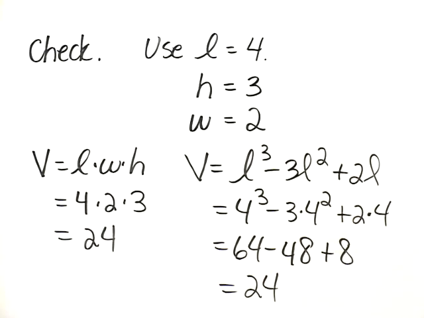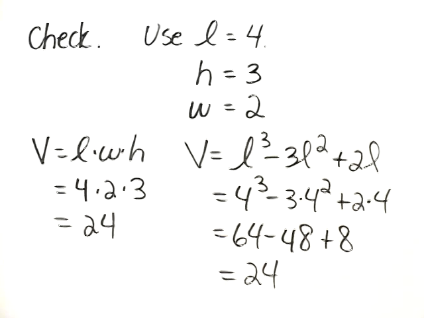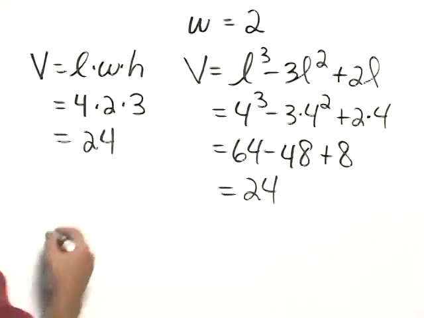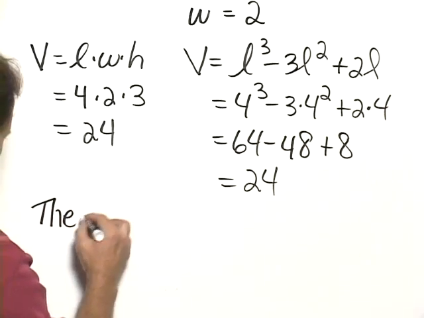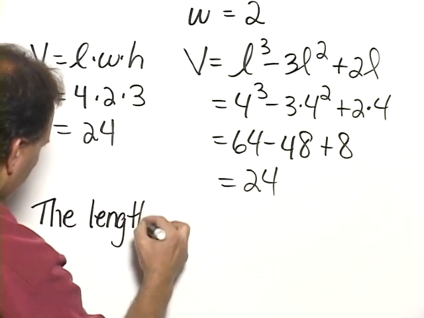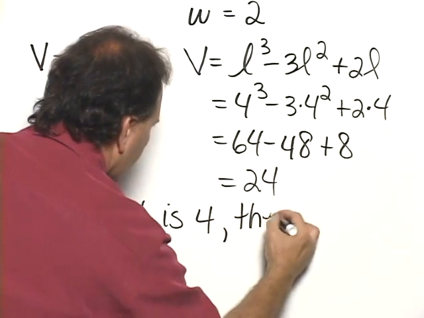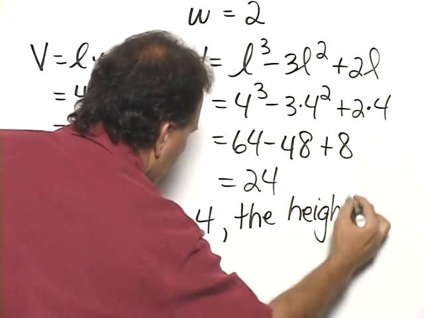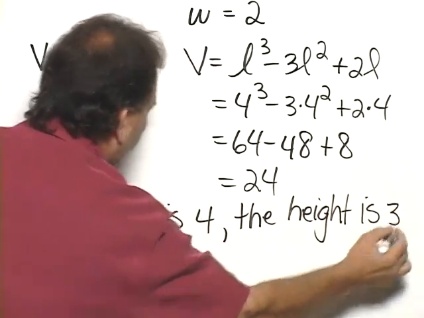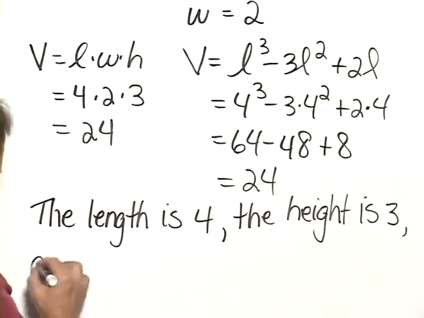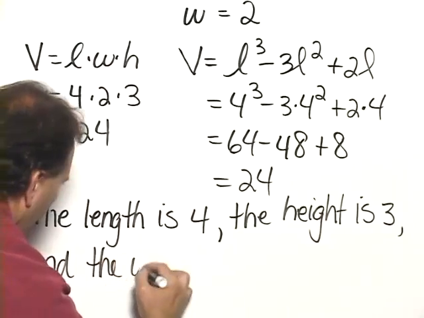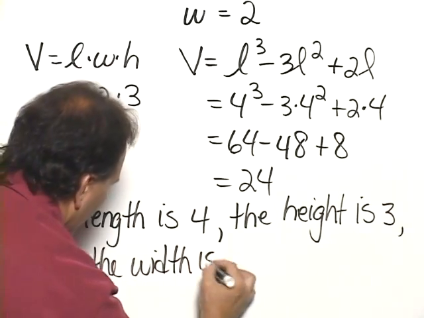And now let's do the 5th step in the process, which is state the answer. And so the length is 4, the height is 3, and the width is 2. The 5th step in the process is to state the answer. So let's do that now.